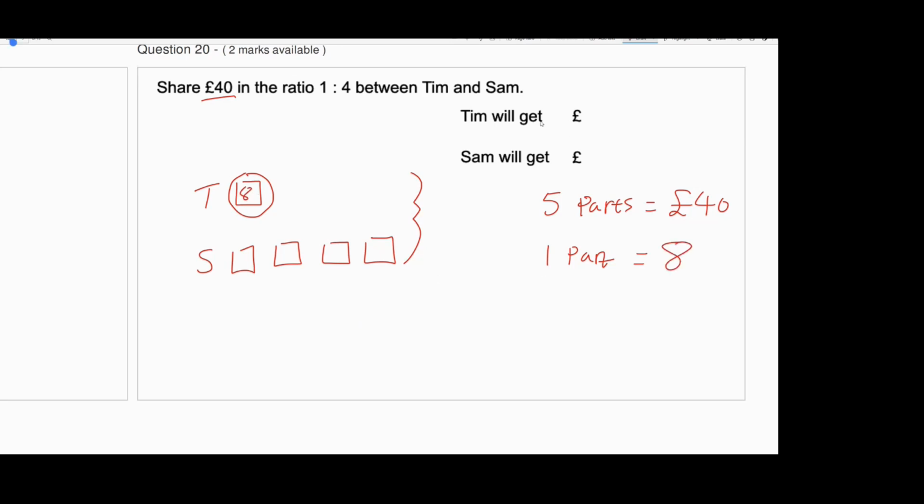That's 1 part. So that's how much Tim gets, right? He only gets £8. How am I going to work out how much Sam will get? So all you'd have to do here is say, well, if 1 part is £8, Sam gets 4 parts. He is going to have 8 times 4, which is £32. Okay.